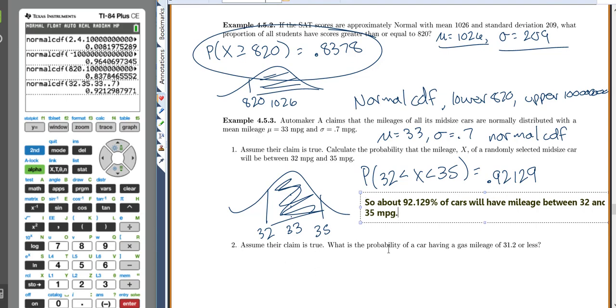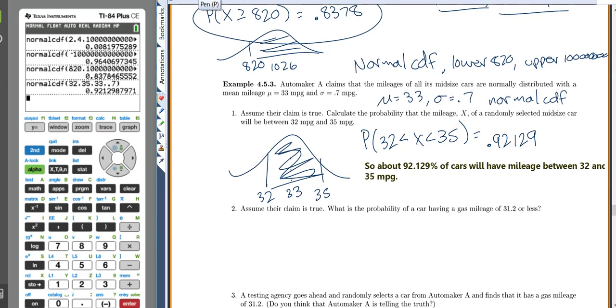Let's assume their claim is true. What's the probability of having a car with a gas mileage of 31.2 or less? Okay, so we'll draw our same picture. 31.2 should be about here. We're looking for the area to the left. That should be a smaller area. So we'll do 31.2 as my upper bound and negative some really big number for our lower bound. We're looking for the probability that X is less than 31.2.